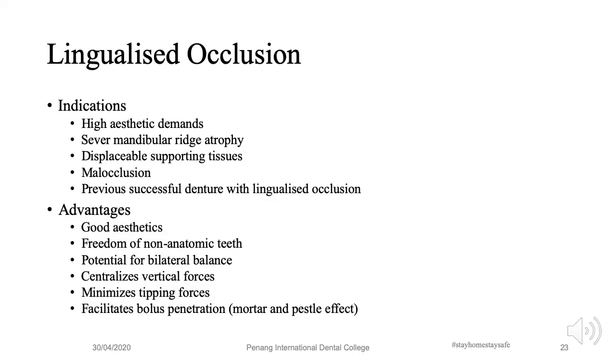So next, coming to indications. Where is it indicated? Where do you use this? High aesthetic demands, severe mandibular ridge atrophy, displaceable supporting tissues, malocclusions, previous successful denture with lingualized occlusion. Advantages are good aesthetics, freedom of non-anatomic teeth, potential for bilateral balance, centralizes vertical forces, minimizes tipping forces, and facilitates bolus penetration.